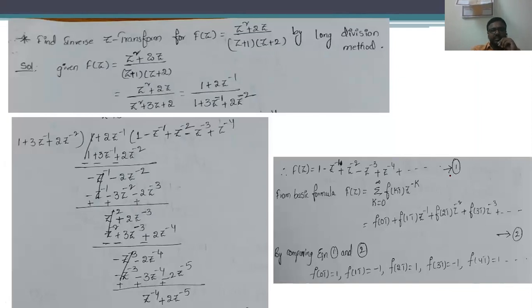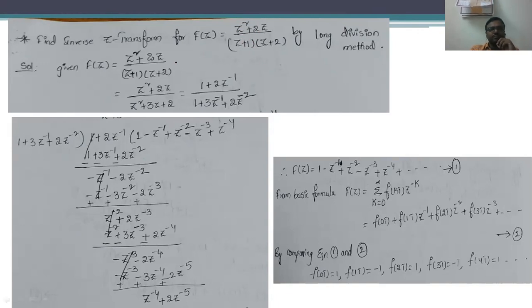So here is the problem. Find the inverse Z transform for F of z is equal to z square plus 2z divided by z plus 1 into z plus 2, by long division.